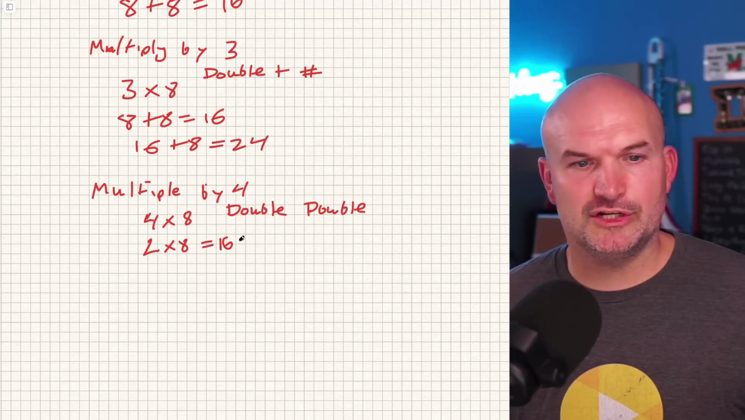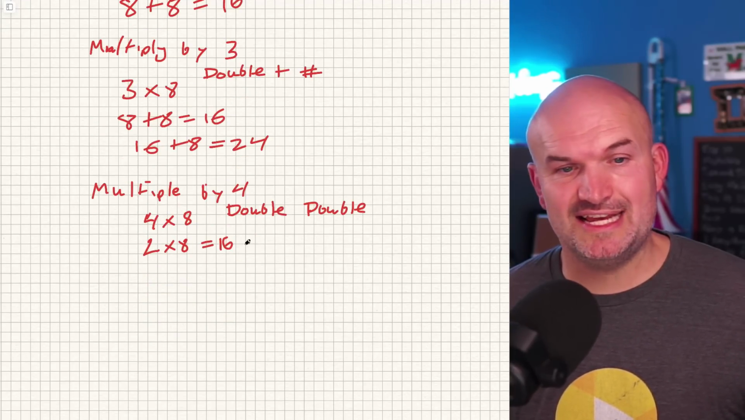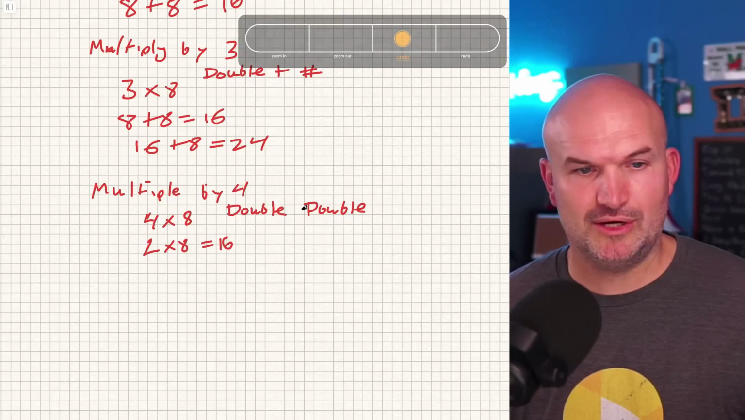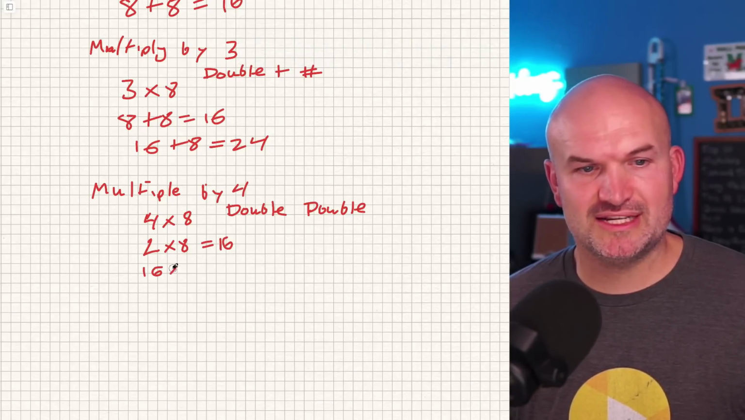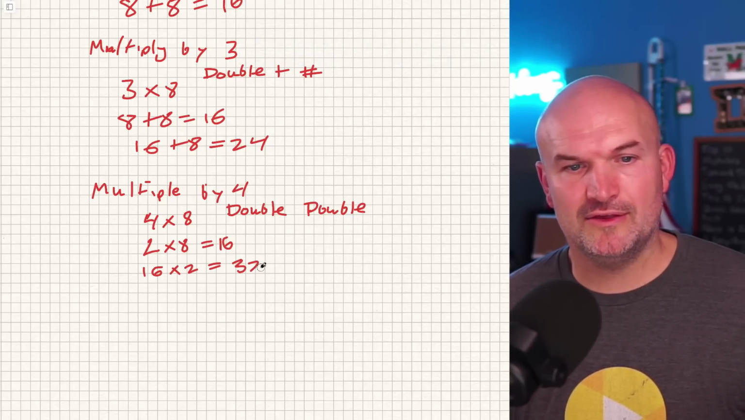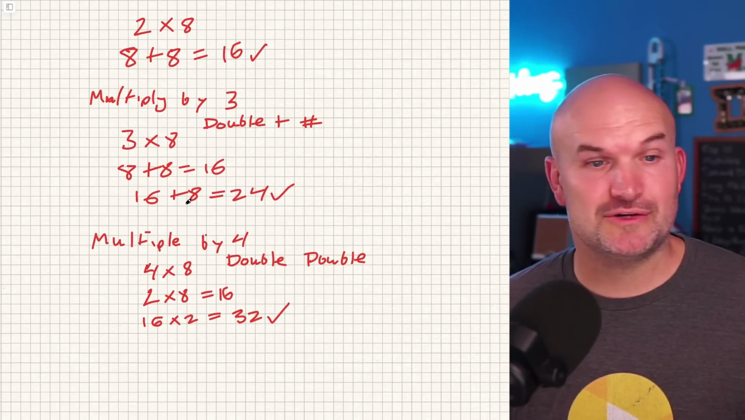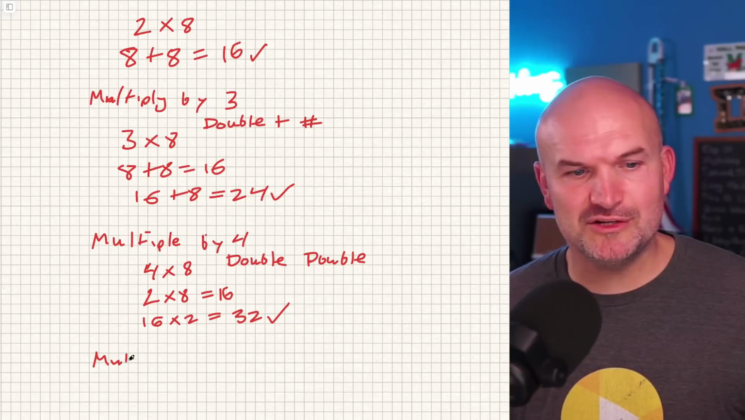Okay. So you're going to do 2 times 8 and then that's 16. And then you're just going to multiply that by 2 again. Let me write that down below. So take that number and then do 16 times 2 and we get 32. And that's going to be your answer. Okay. Now let's get into multiply by 5.